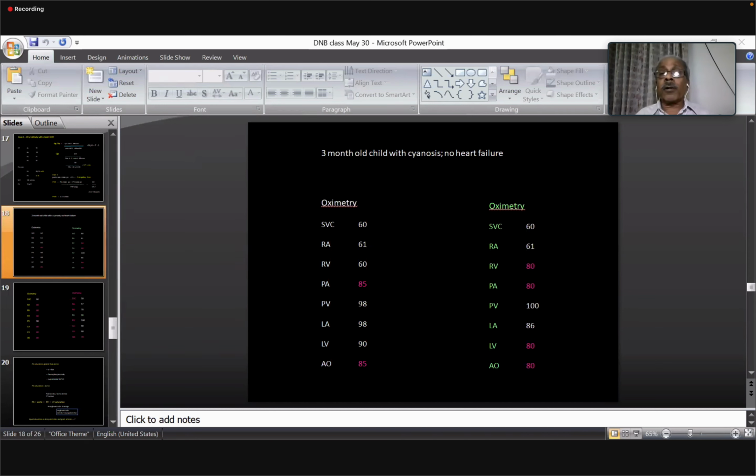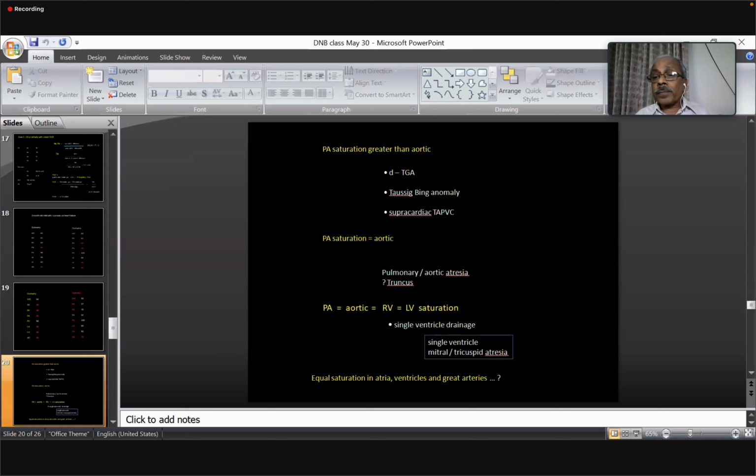Okay, that's very clear. Here you find the aortic is 70, pulmonary artery is 90. That is, pulmonary artery is greater than aortic. Now I will tell the conditions. One, PA saturation more than aortic. Classically, it is DTGA, transposition of the great arteries, physiologically DTGA or TGA circulation. And a minor increase in the PA saturation can occur in a supracardiac TAPVC. It's only 2 to 4%, nothing great.